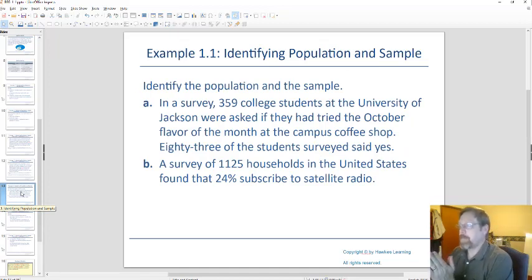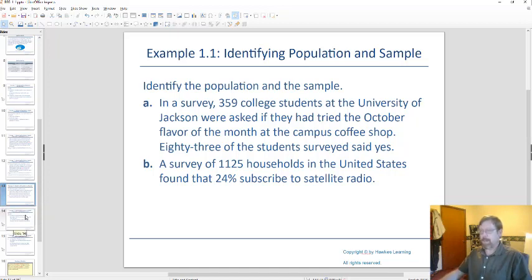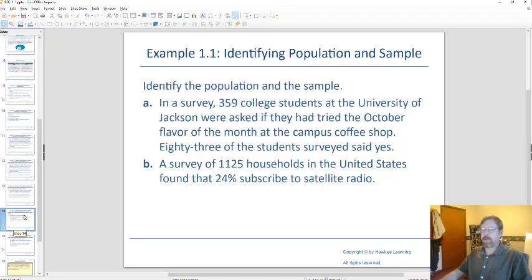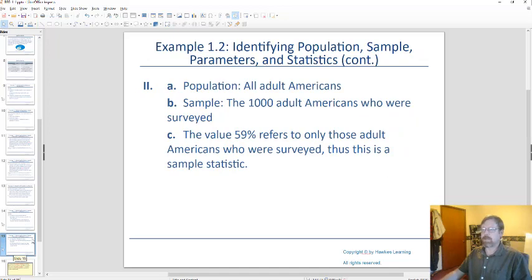Okay, so the population in part A here is all college students at the University of Jackson. The sample is the 359 that they actually talked to. And the second part, the population would be all the households in the United States, and the sample would be the 11,025 that they talked to. I don't have the text for example 1.2, so we are not going to do that one.